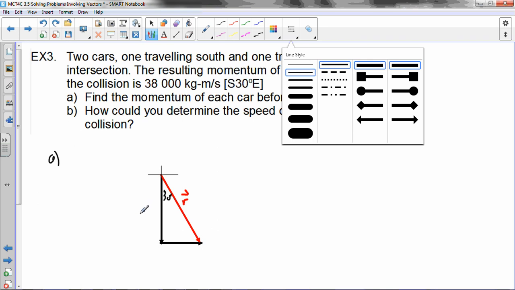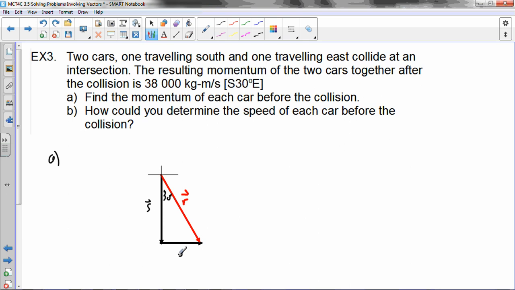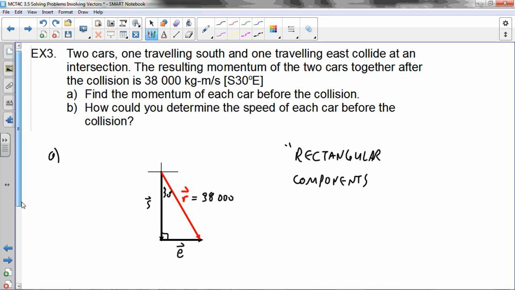This is the southern component. This is the eastern component. And then the resultant, I know, is 3,800. This component business from earlier in the chapter, this is rectangular components, and was somewhat more simple because it was in a right angle triangle. So this one should be fairly straightforward.